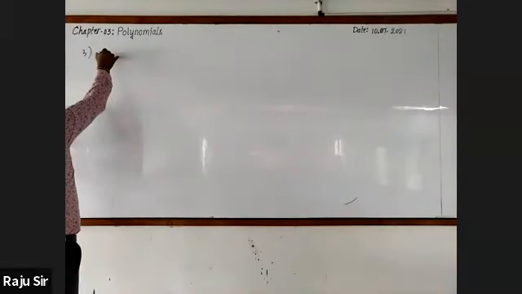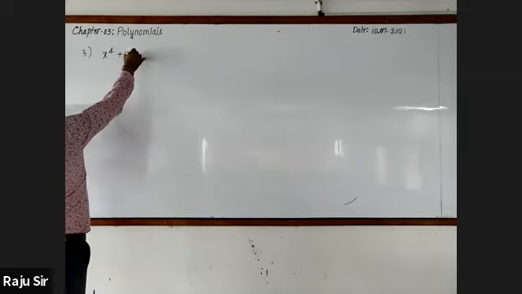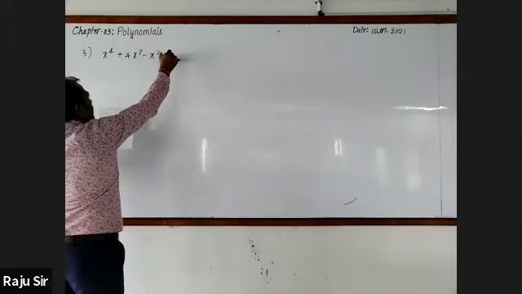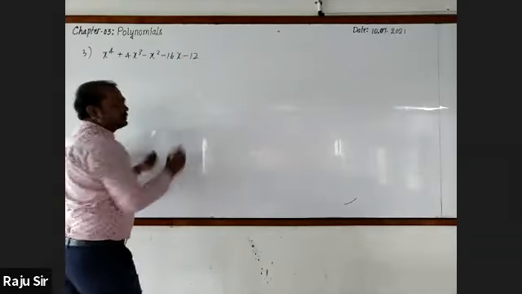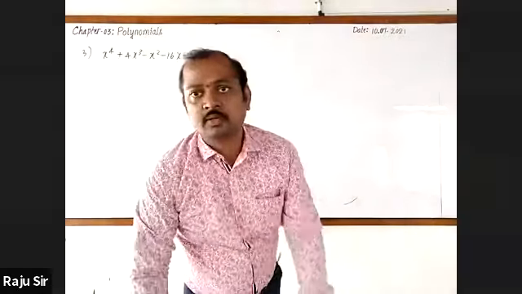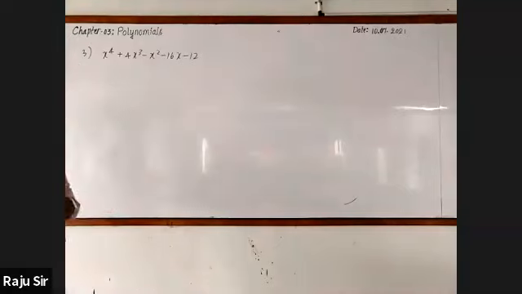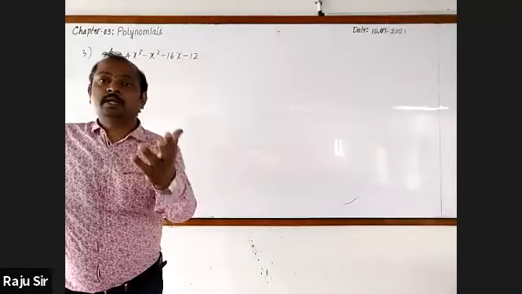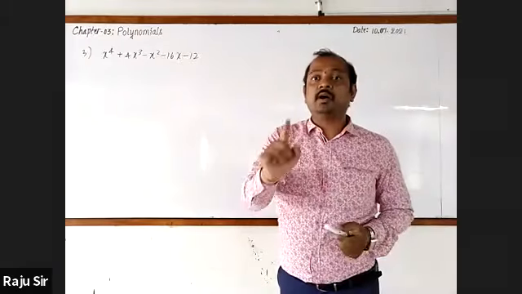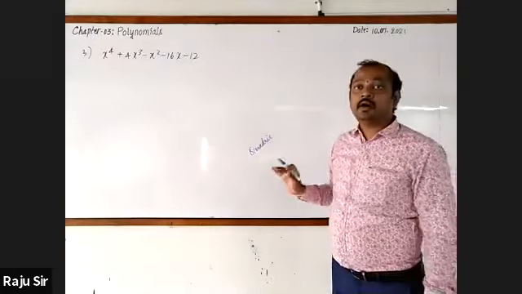The polynomial is x raised to the power 4 plus 4x cubed minus x squared minus 16x minus 12. This is the given polynomial. What is the degree of this polynomial? 4. If the degree is 4, it is quartic, or biquadratic. Quartic or biquadratic, both are the same.